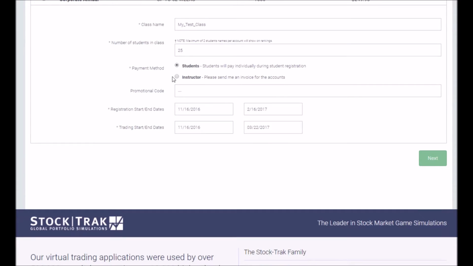Next, choose your payment method. If you have it set to student payment, your students will input their credit card information or book code when they register. Instructor payment will generate an invoice that we send to your university based on the number of students in your class.